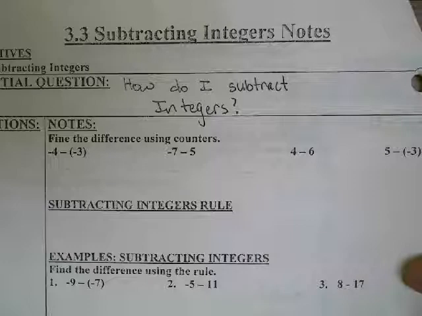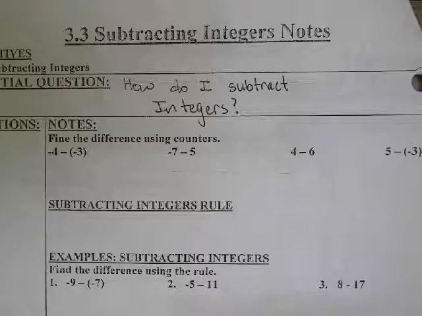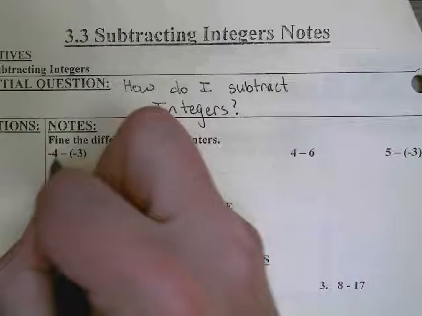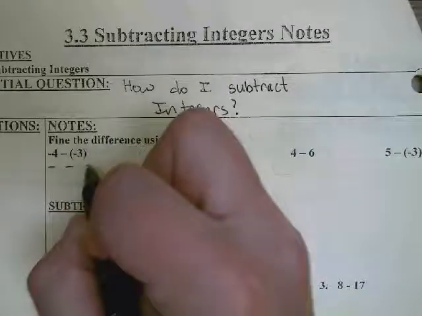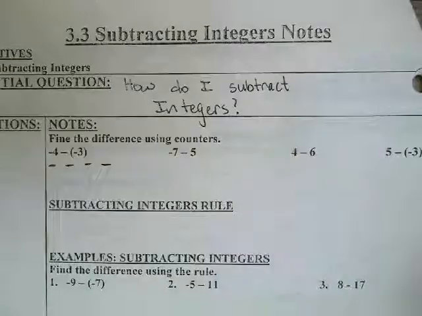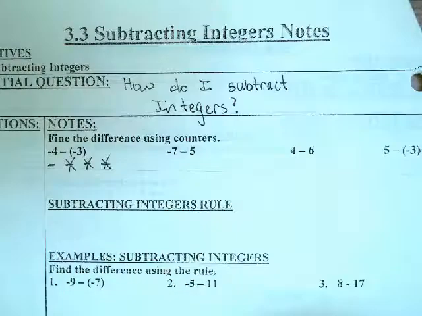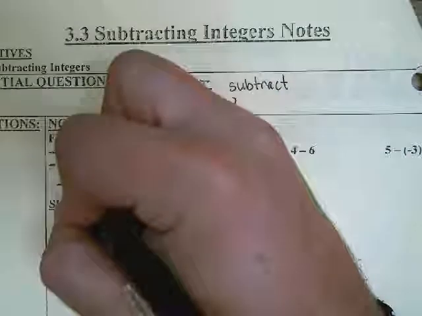So we could do this using counters. Counters are when I can make little notations, like if I have 4 negatives, I'd put 4 little negative signs out there. And then if I'm taking away 3 of those negatives, I would go, well, I don't want this one, I don't want that one, and I don't want that one. And how many would I have left? 1 negative. So I could say -1.